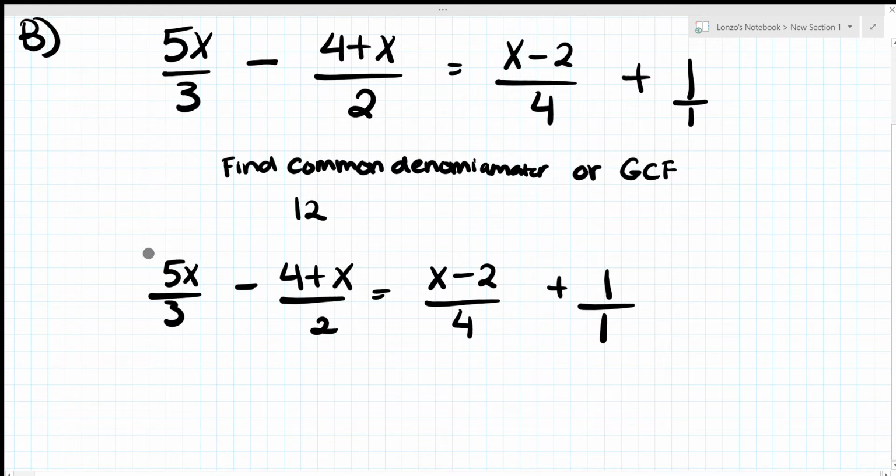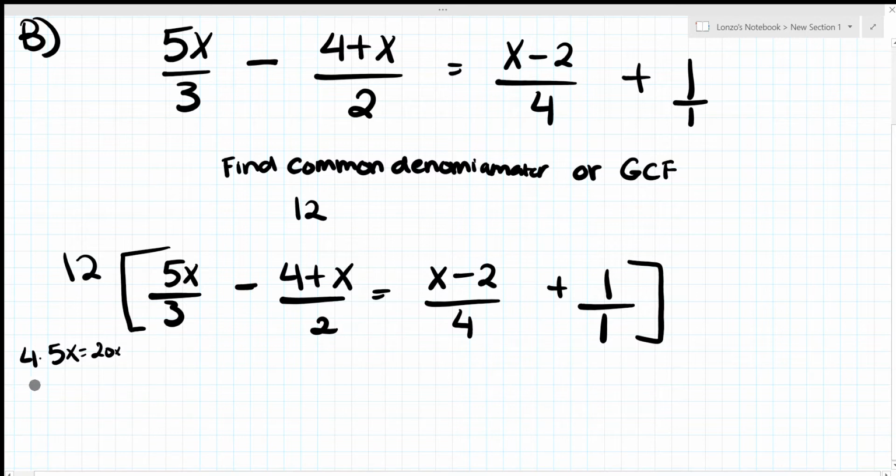So I'm going to use a bracket, and bracket means you have to multiply everything by that number. So I'm going to multiply by my GCF, which is 12. Okay, so 12 times 5x over 3, what you can do is 12 divided by 3, which is 4 times 5x, right? That gives us 20x. Or you could do 12 times 5x and then divided by 3, you still get 20x. So either way is correct.